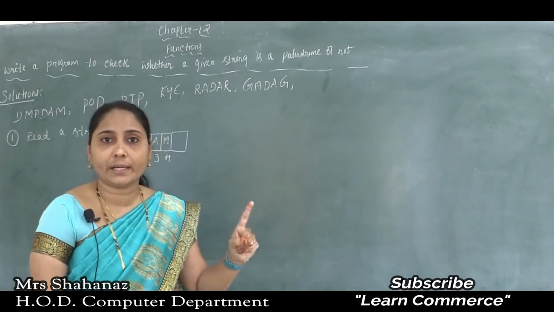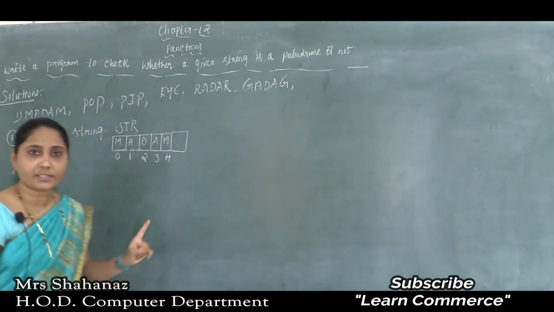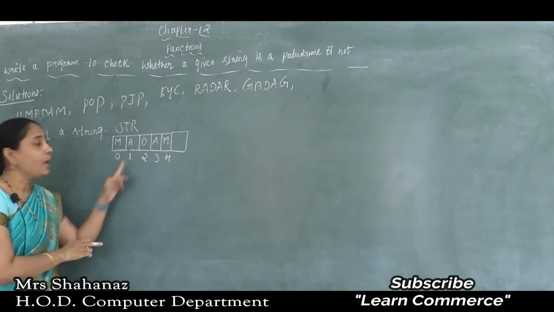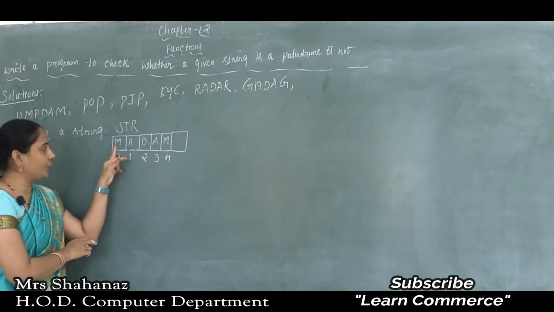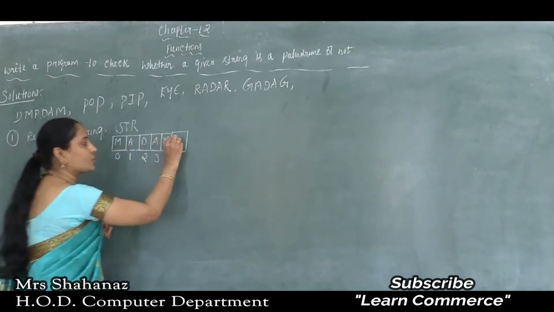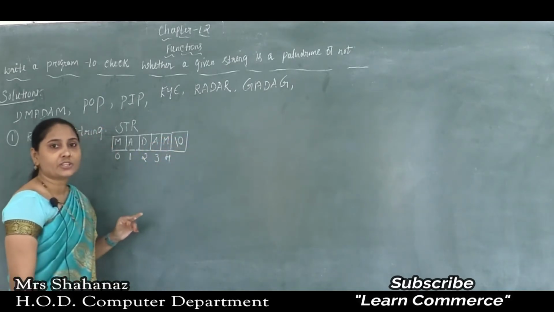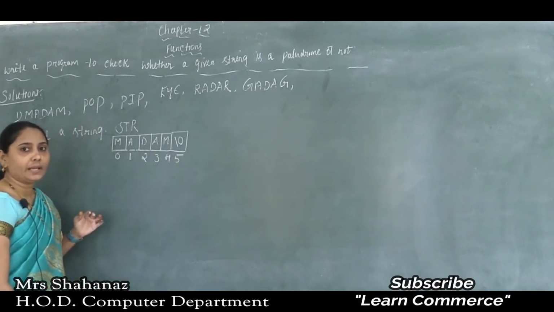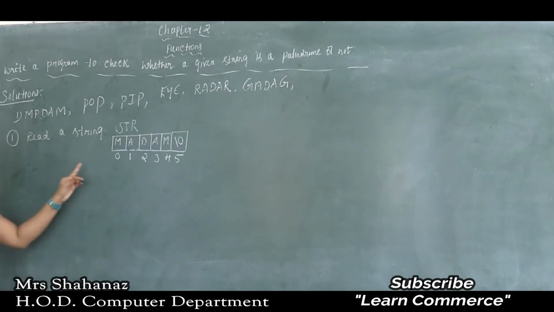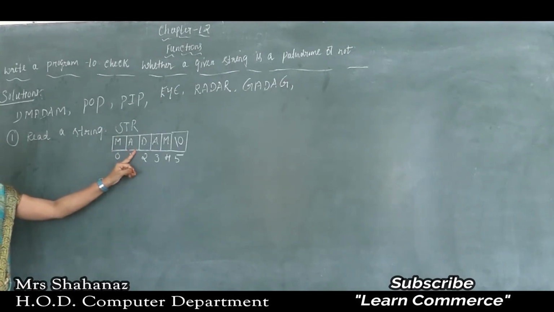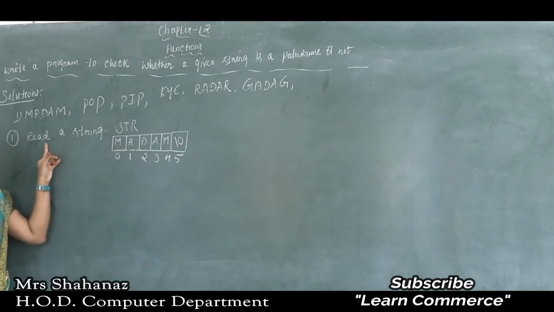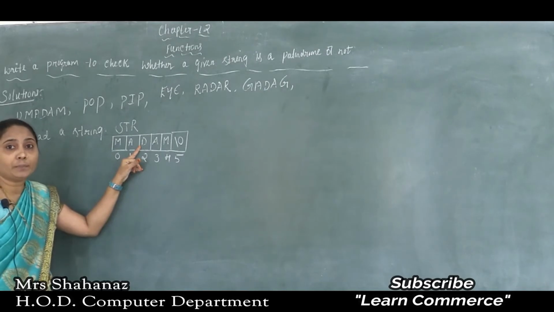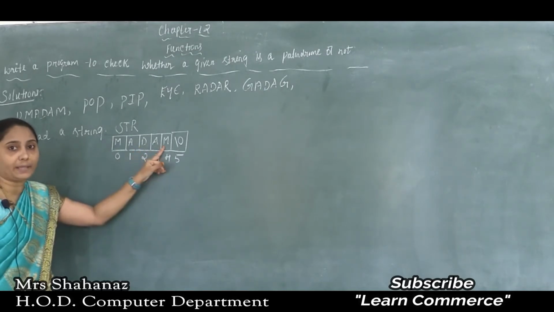Strings are treated as a one-dimensional array of characters, and in an array the position value always starts from 0. So 0, 1, 2, 3, 4. And we should also know that the string is terminated by the null character. Clear this point? The string is terminated by the null character here. So this is our first step, what string we read through the keyboard, that is madam.